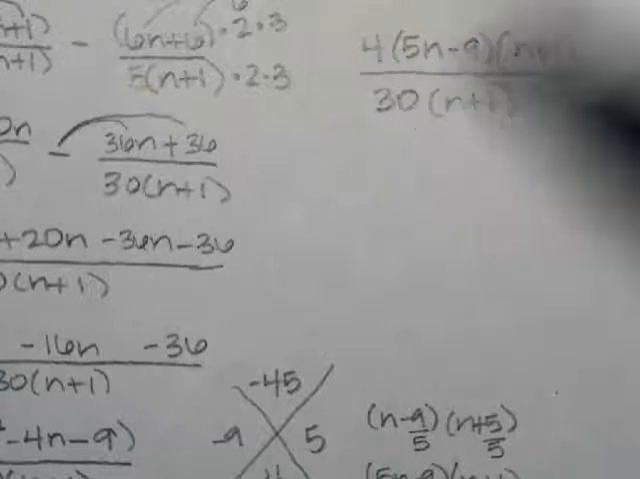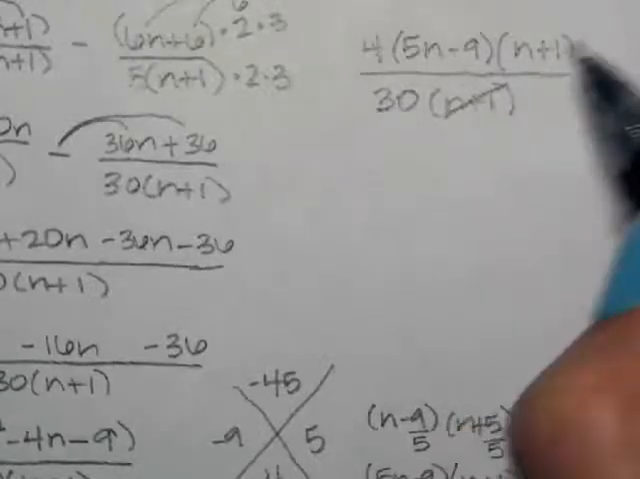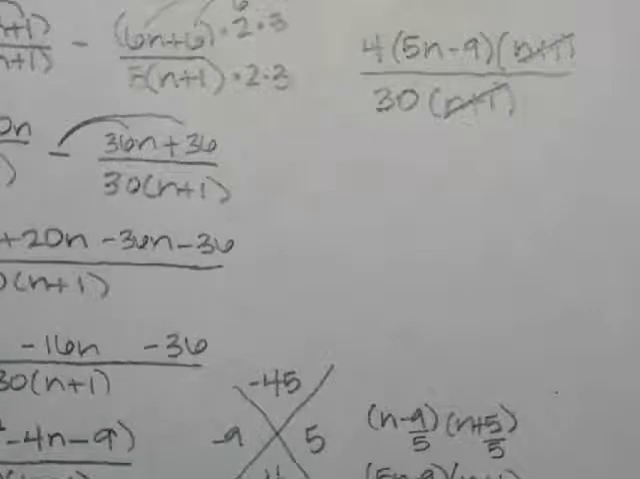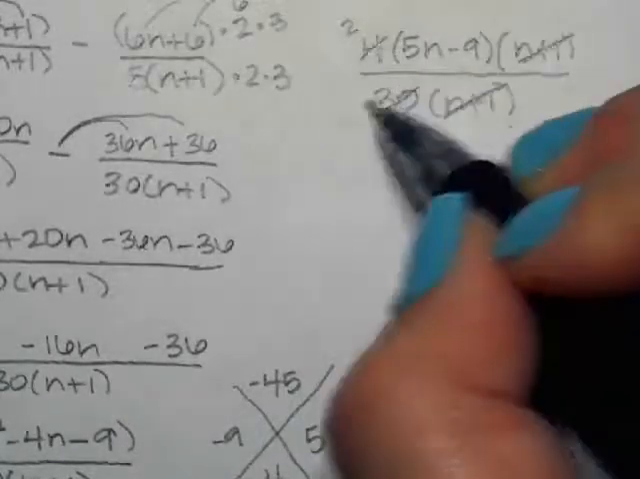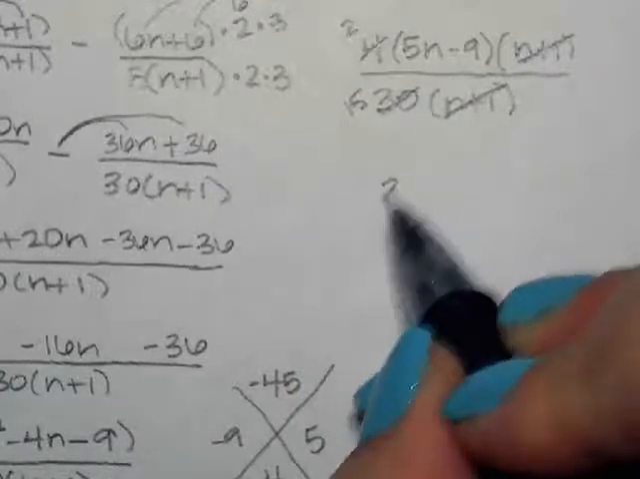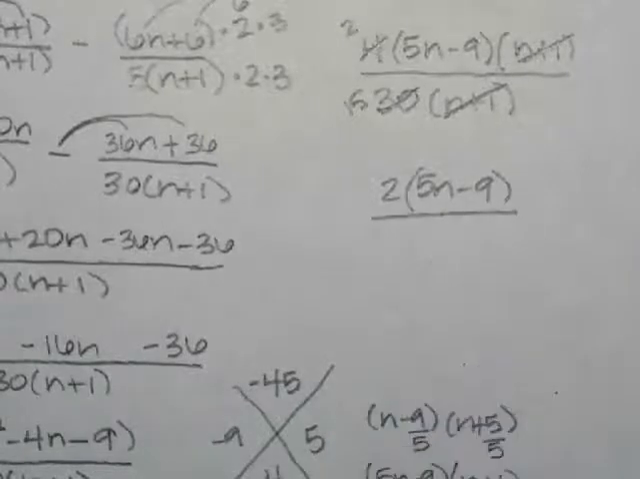All right, we are finally at the place where we are able to see what can reduce. So what are the things that you can reduce? The n plus 1s reduce. What else reduces? The 4 and the 30. You can divide a what out of both of them? A 2. So the 4 becomes a 2. The 30 becomes 15. So on the top we have a 2. We have a 5n minus 9. On the bottom we have a 15. By golly, we've got it.